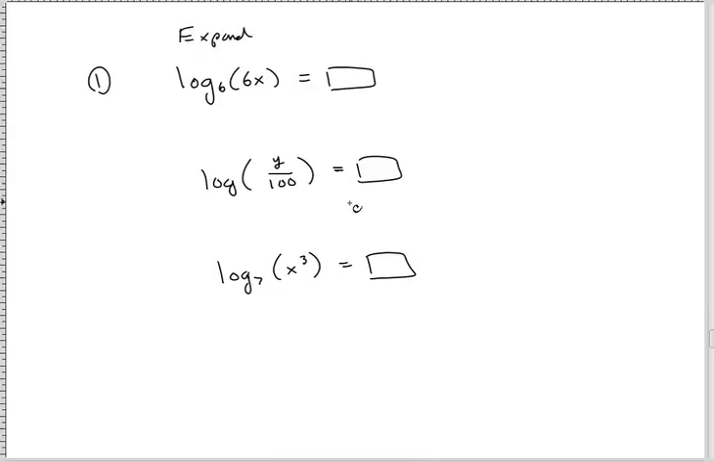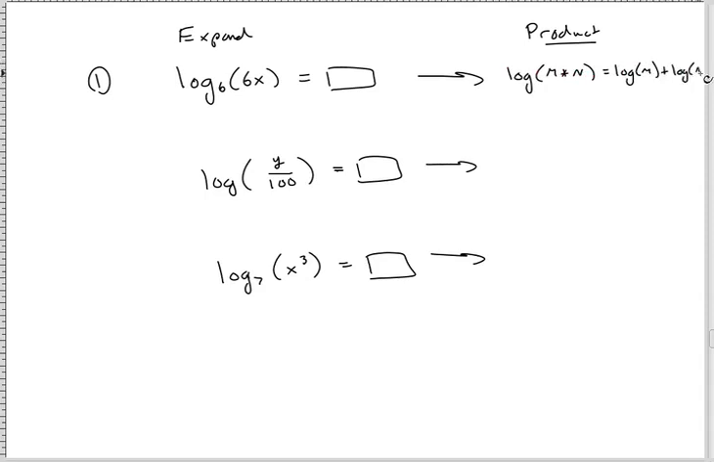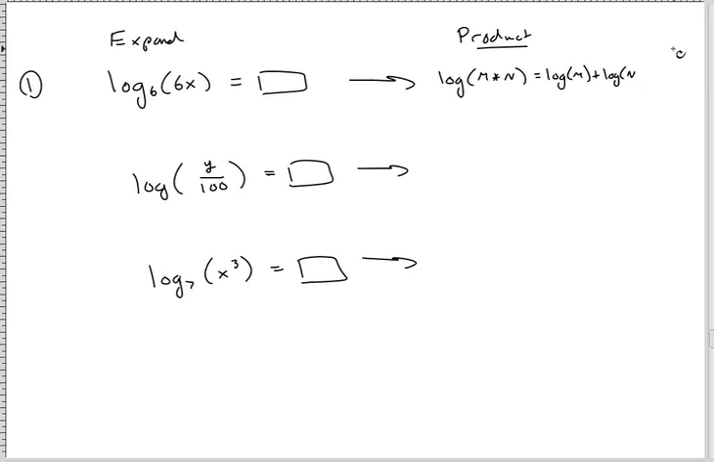And there's three formulas that we need to learn. We have the product rule, where you got log of m times n on the inside will be log m plus log n on the outside. You have the quotient rule, where the log of m over n is log of m minus log of n. So division becomes a subtraction on the outside.